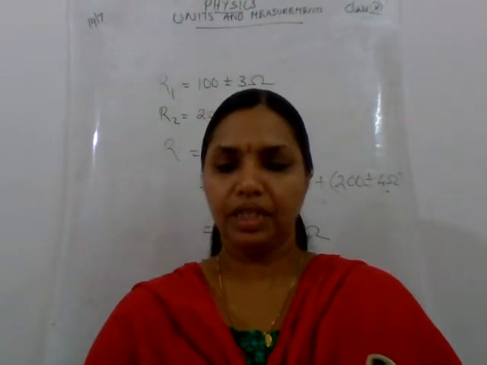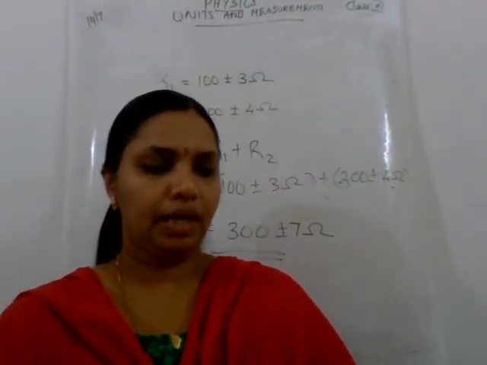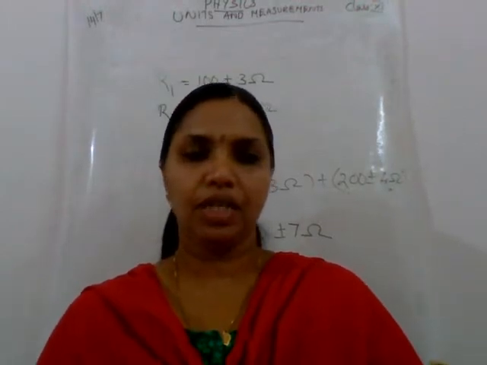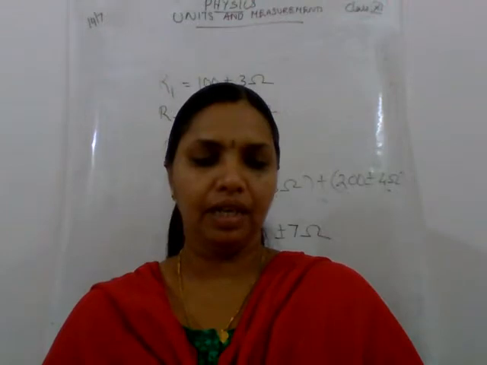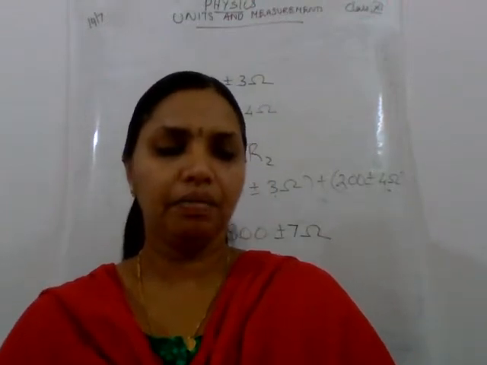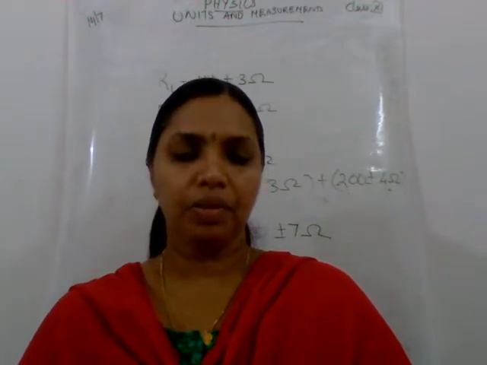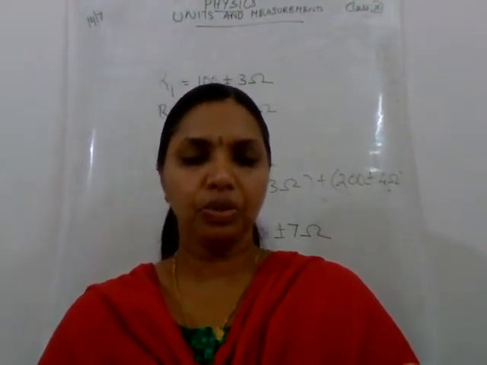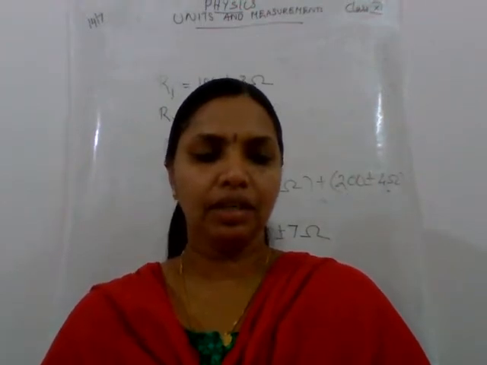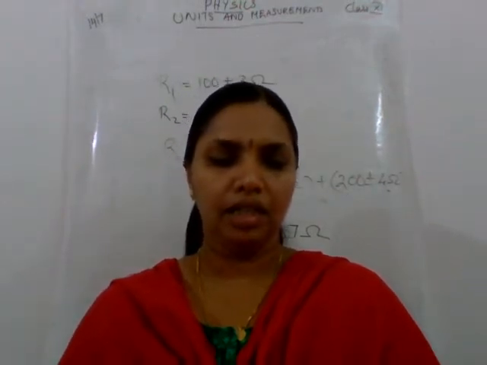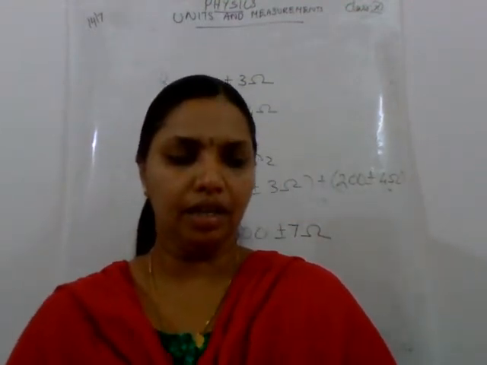So the next question is there in the textbook, page number 27, next page, example 2.9. Copy the question. I will read the question now. The resistance R is equal to V by I, where V is equal to 100 plus or minus 5 volt and I is equal to 10 plus or minus 0.2 ampere. Find the percentage error in R.